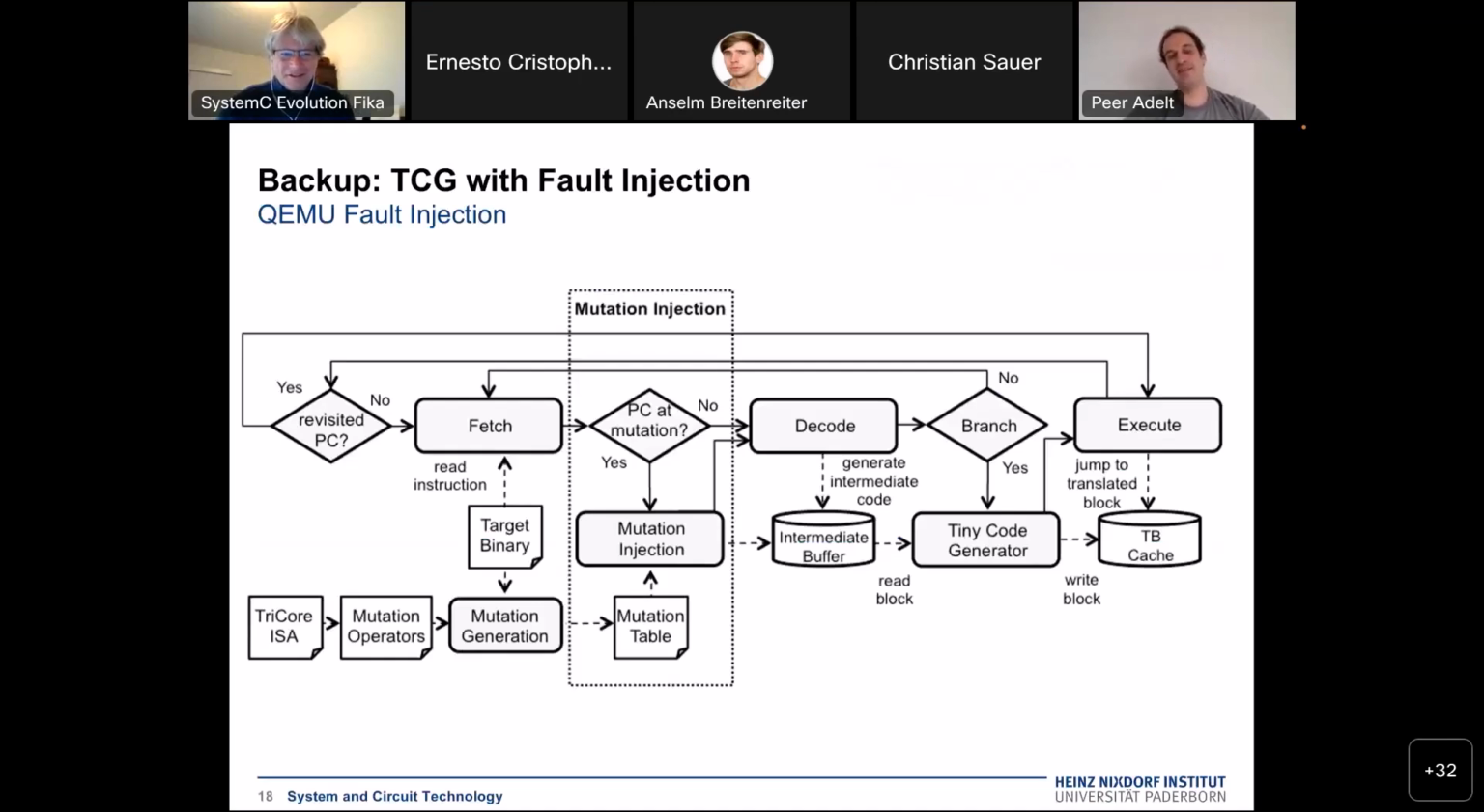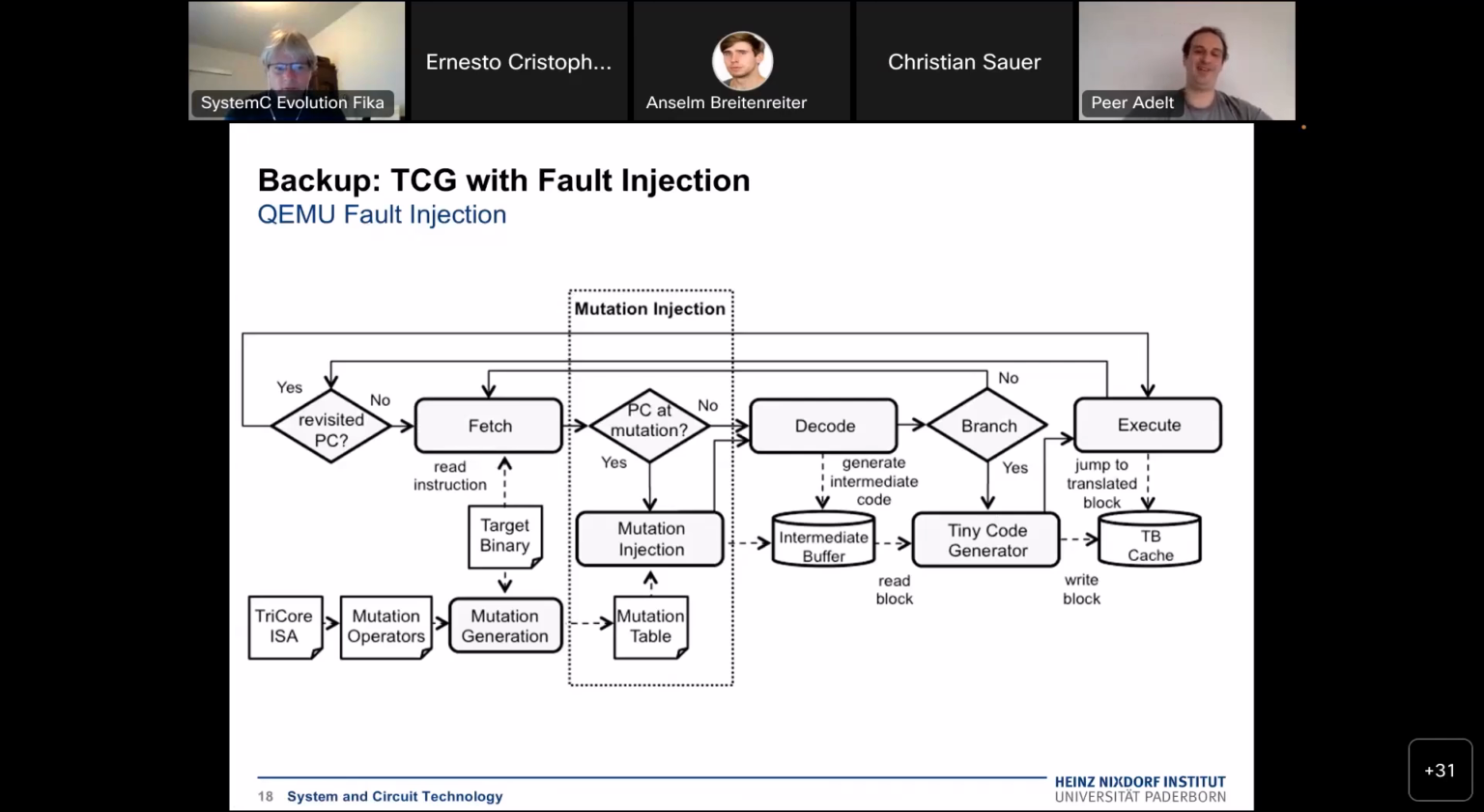This is an image drawn from one of our papers from 2016, where we implemented permanent fault injection into the TriCore version of QEMU, but the target is not relevant here. Between the fetch and the decode phase, we modified the tiny code generator in QEMU to transparently mutate instruction words before they are decoded and translated. Does this answer your question?